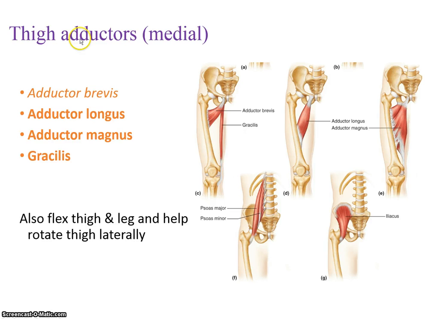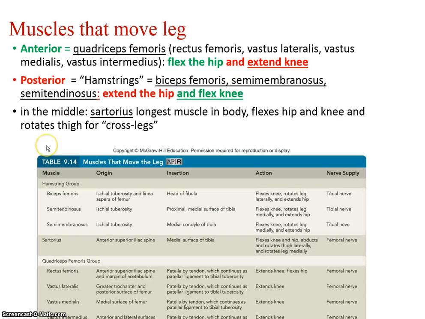Thigh adductors are all medial, because you're moving the thigh back towards the midline. We have 2 of them named adductors, longus and magnus, so this doesn't really help us separate them. Between them is this very thin muscle called the gracilis, and gracilis means slender. It turns out the longus is more anterior to the magnus, and it has an origin on the pubis, while the magnus has an origin on the ischium. They can also flex the thigh and do a few other things, but I always remember they adduct. They're named for that.